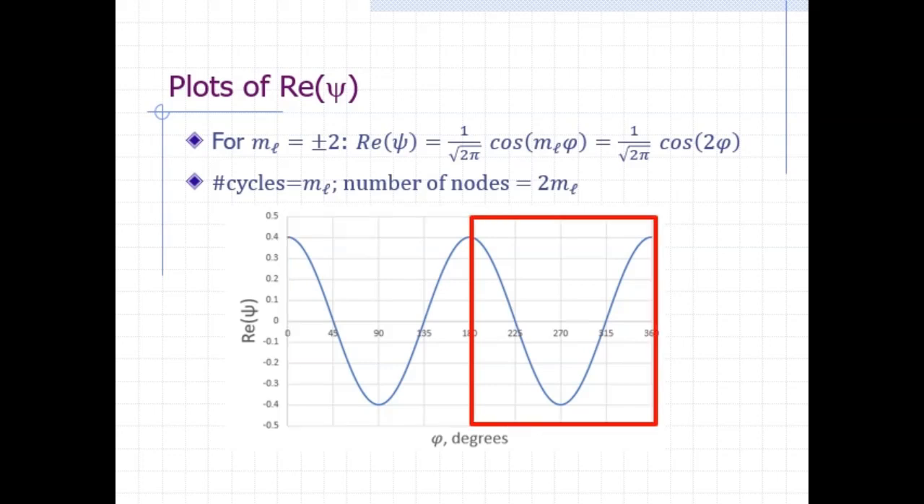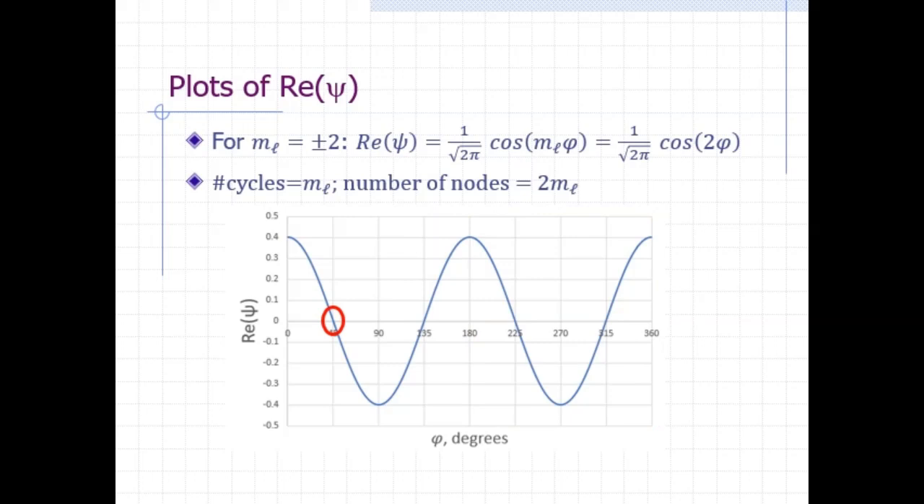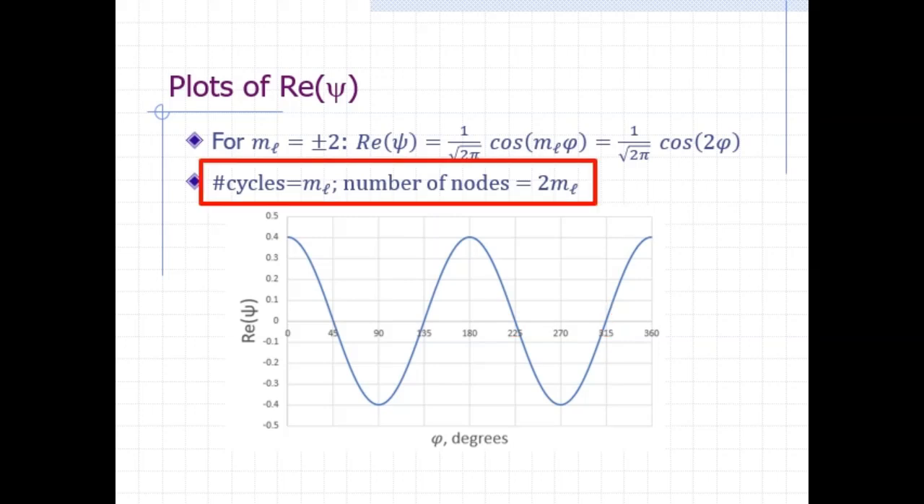The number of nodes, where the function changes algebraic sign, is 4. We can see nodes here, here, and here. In general, the number of cycles completed is equal to m sub l. And the number of nodes is 2 times m sub l. To visualize this graph in terms of the circle, print it out and roll up the paper into a circle so that 0 and 360 degrees are superimposed.